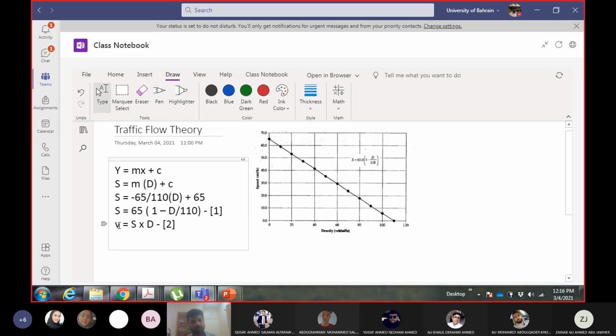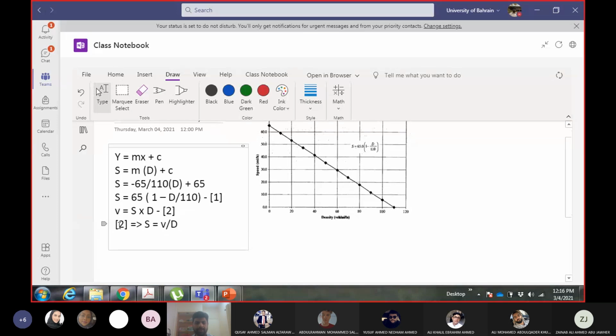equation 2. Now from equation 2, I can get the value of s, speed, in terms of flow and density. So it will be v upon d, right? Then I can put this v upon d into equation 1. So equation 1 will become v upon d equals to, just simply take it from here.